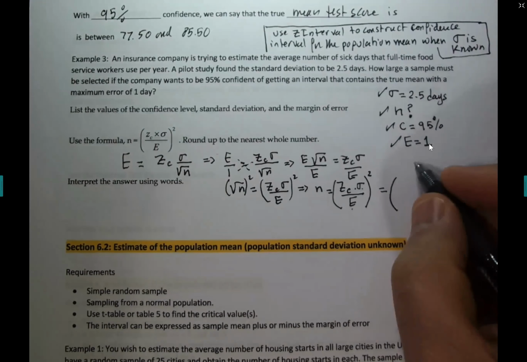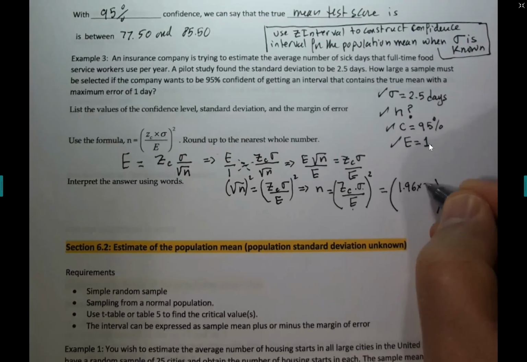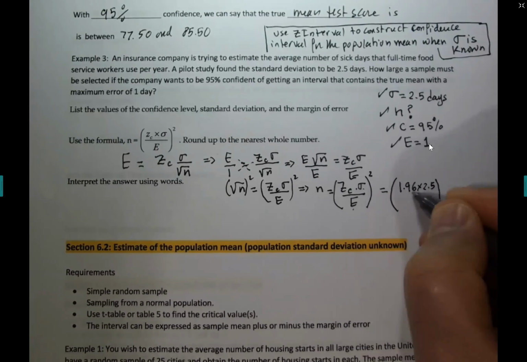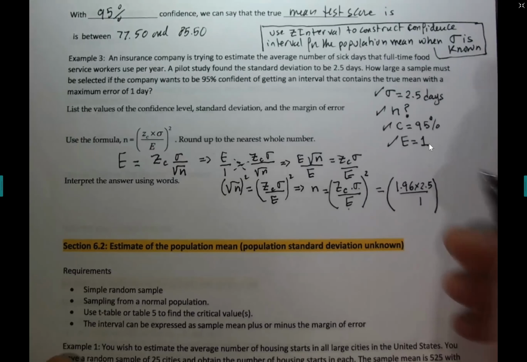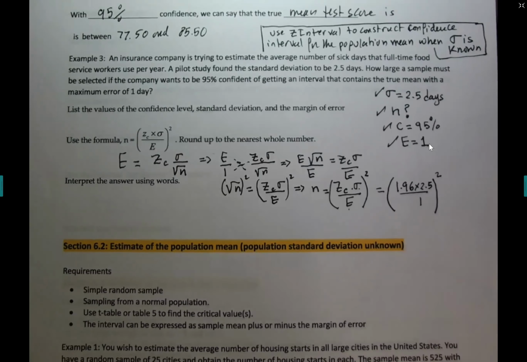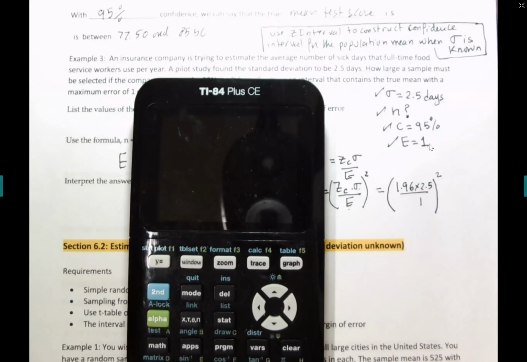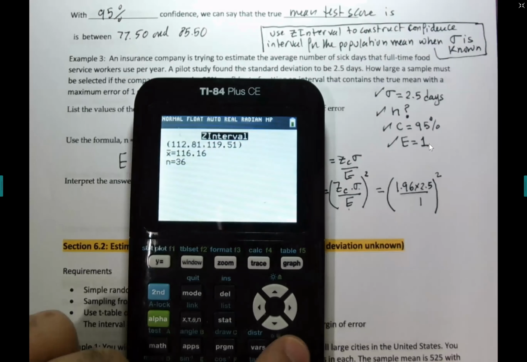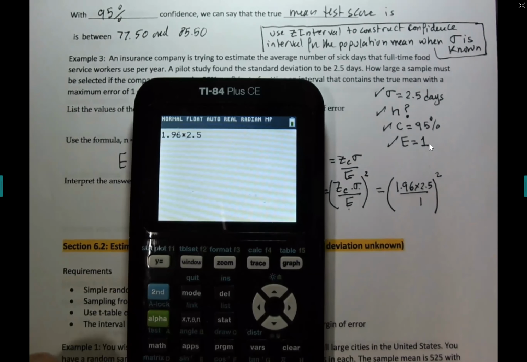So 1.96 times sigma, squared. Okay, ready, guys, to get the answer? Remember, this is a sample of people. So let's do it. 1.96 times 2.5 divided by 1.